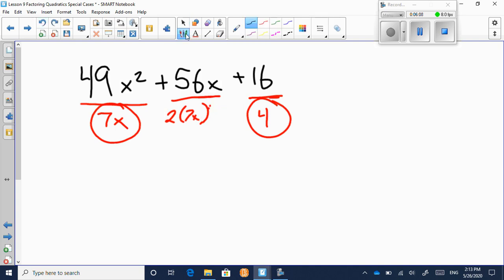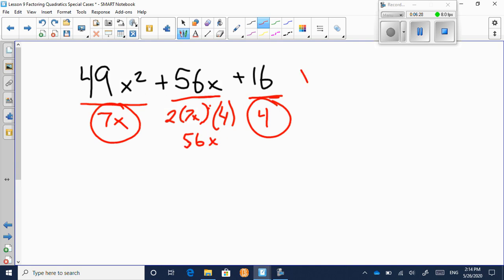Let's try this one more time. Here we go. Times, come on, times 4. Okay, here we go. So 2 times 7 is 14x, and then times 4, oh good, yes, it's 56x.